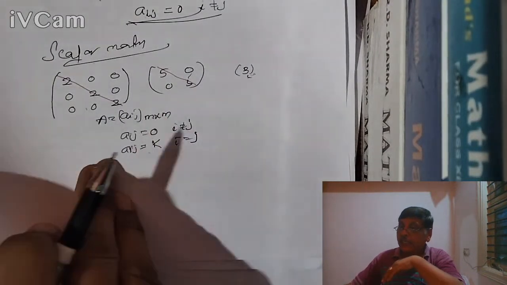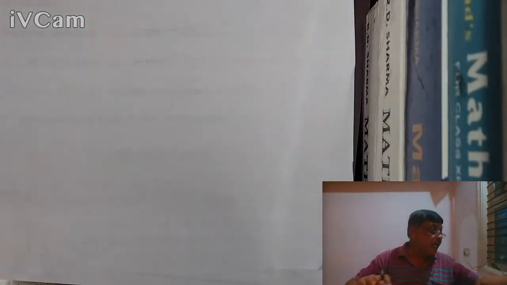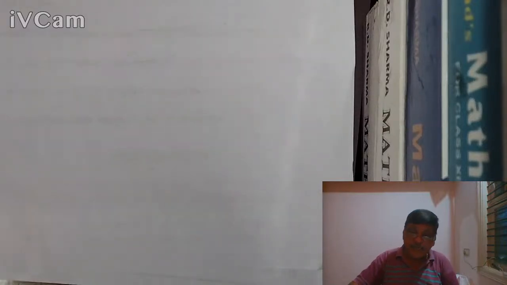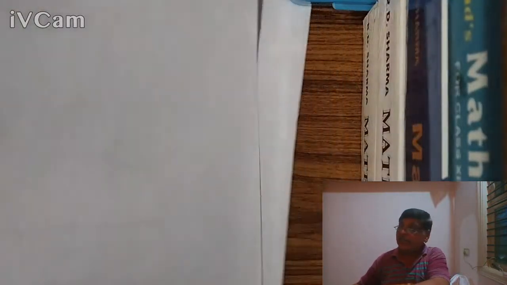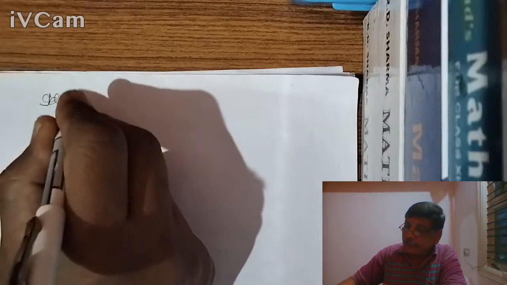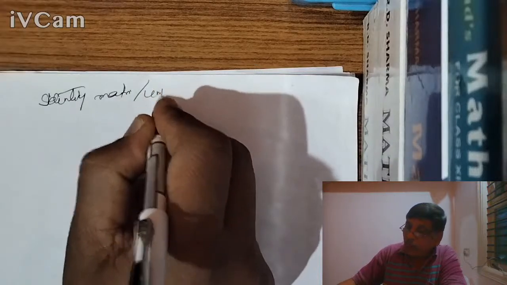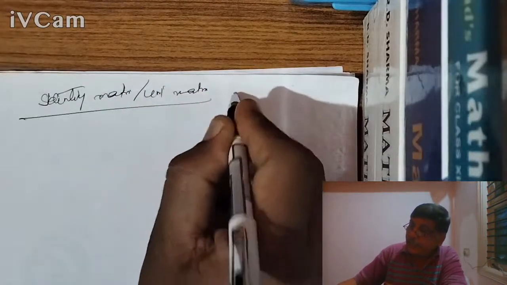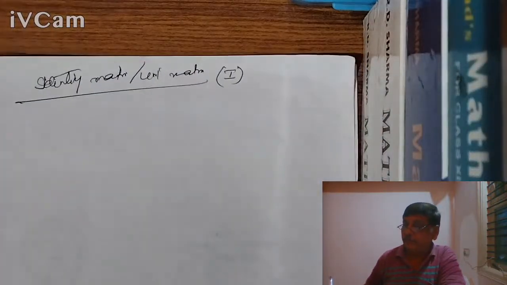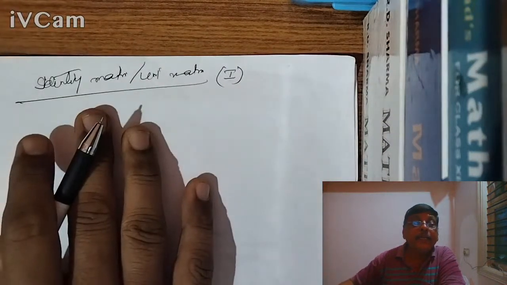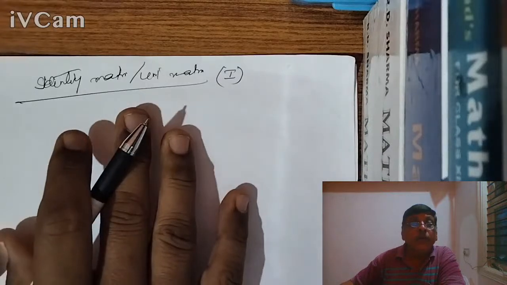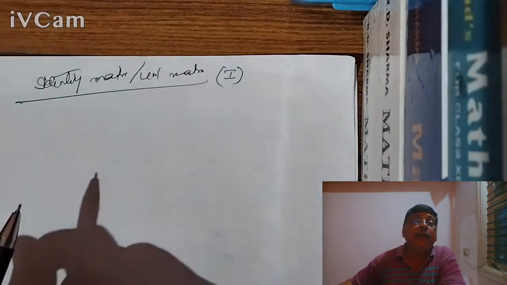Okay, next we come to the last definitions. Two more types are there: identity matrix and zero matrix. Next one is the identity matrix, or unit matrix. It is denoted by I. An identity matrix is a particular type of square matrix.